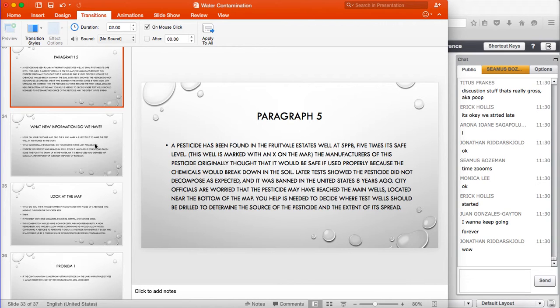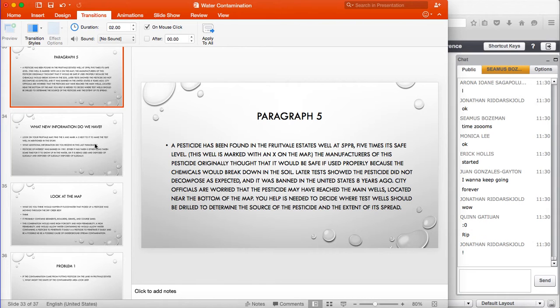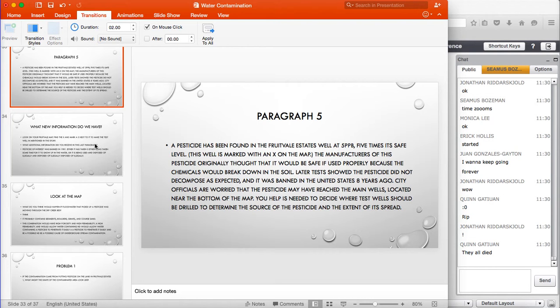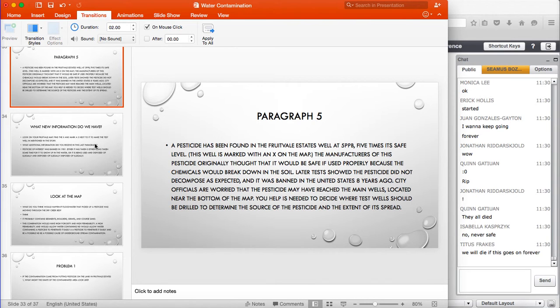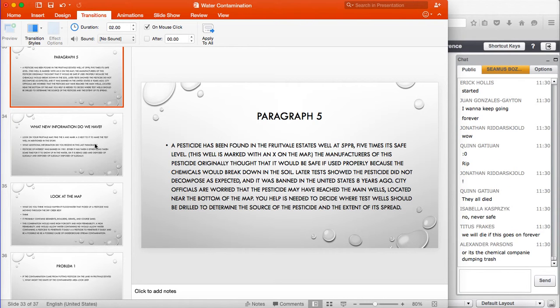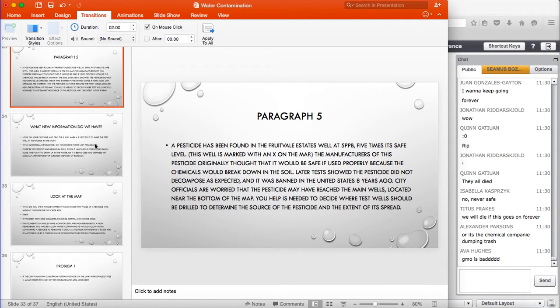This well is marked with an X on the map. The manufacturers of this pesticide originally thought that it would be safe if used properly because the chemicals would break down in the soil. Later tests have shown that the pesticides did not decompose as expected, and it was banned from the United States 8 years ago. City officials worry that the pesticides may have reached the main wells located near the bottom of the map. Your job is to decide where test wells need to be drilled in order to determine the source of the pesticide and the extent of its spread.